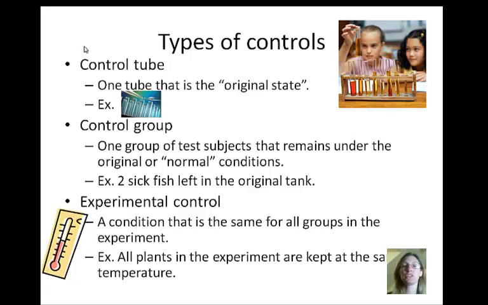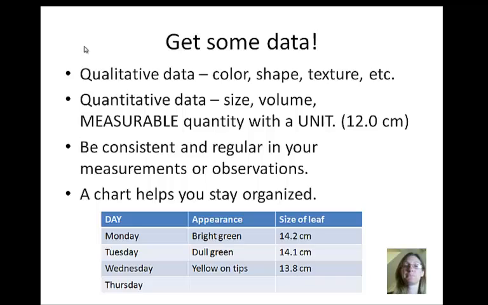And experimental controls are ones that you've most often dealt with in biology class so far. So an experimental control means that the condition is going to be the same for all groups, the control group and the experimental group. So for example, all plants in the experiment are kept at the same temperature. That is going to eliminate temperature as a cause for any change that you might see in the data that you're gathering. After you design the experiment, it's time to get some data.